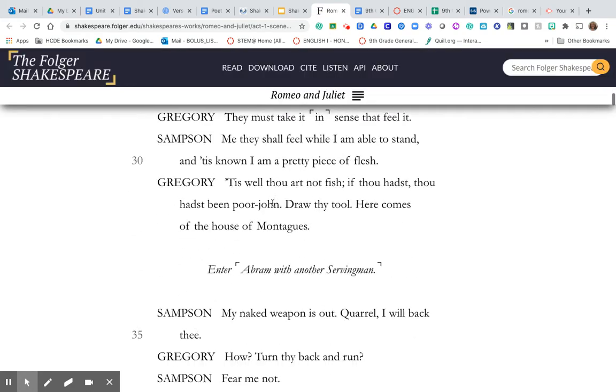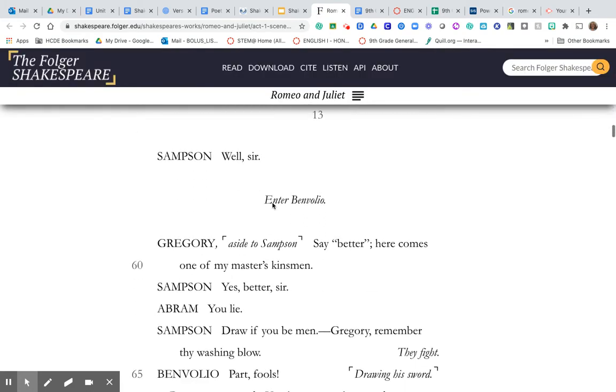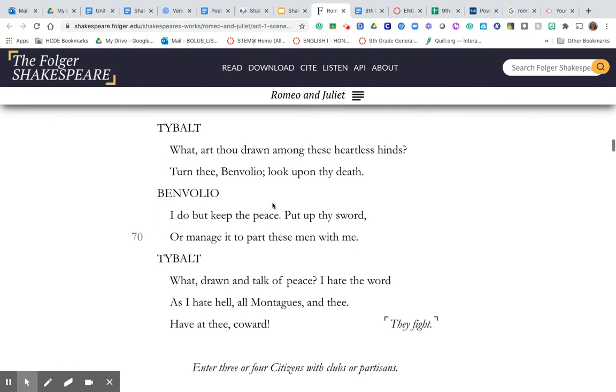So this is Act 1, Scene 1, Romeo and Juliet. And I'm going to go down here to where two of our big characters, Tybalt and Benvolio, are trying to break up a fight. And they use blank verse. We see 10 syllable lines from both of these characters, but they don't rhyme.